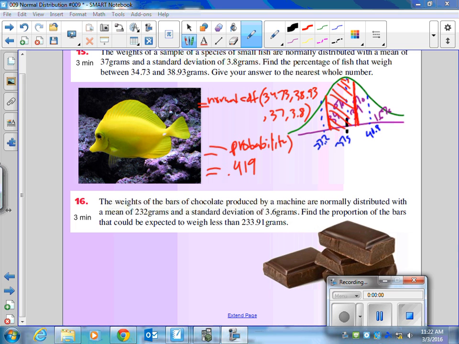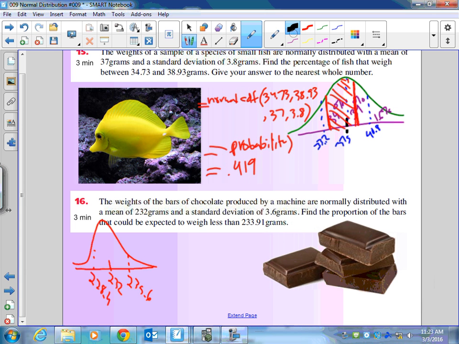Normally distributed. We're just going to do a little sketch here. Okay, bell-shaped curve. The mean is 232 grams, and the standard deviation is 3.6. So 235.6, and this is going to be minus 4, which is 228.4. All right.